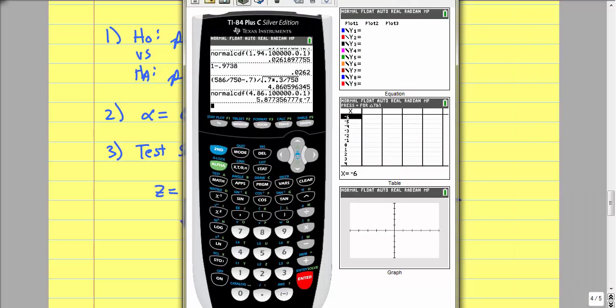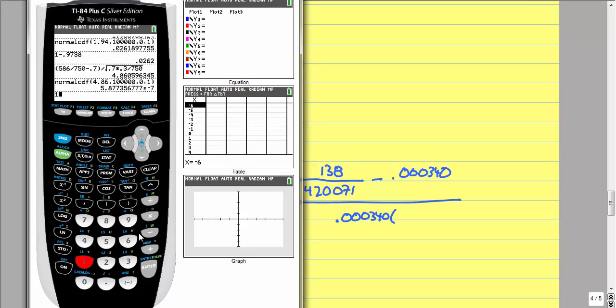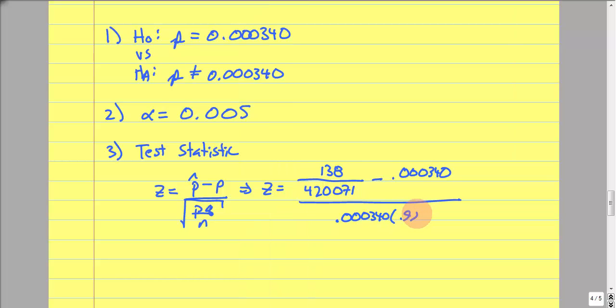So let's go ahead and pop open our calculators. So it'd be 1 minus 0.000340, and I get 0.99966. Now we don't want to round any of this because if we round anything it'll end up introducing error into the problem. 420,071, and this is all square rooted in the denominator.